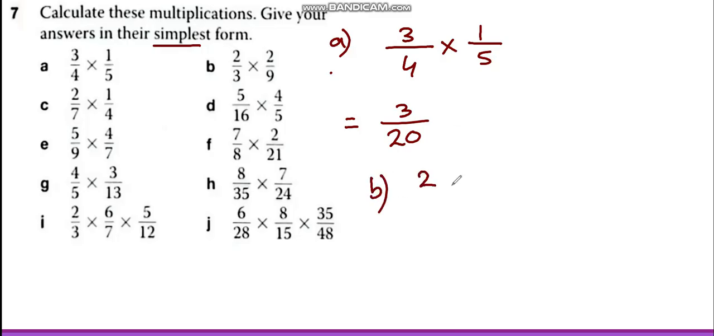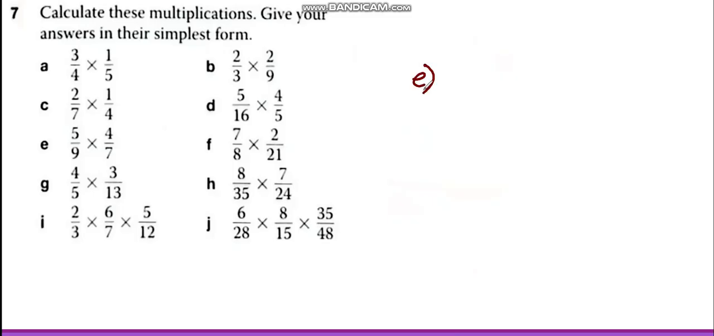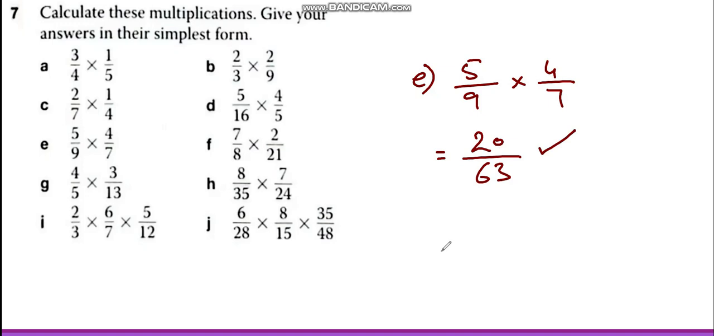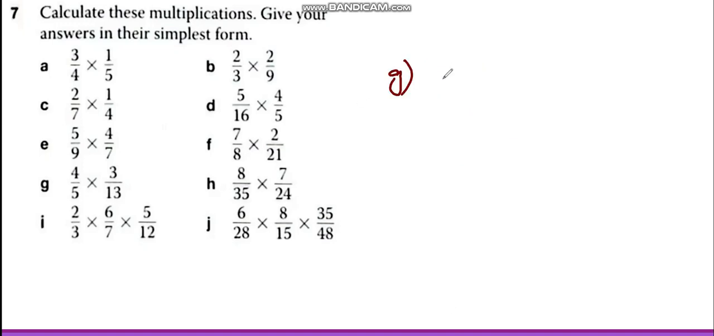In the B part, we need to again multiply the numerators and denominators. So 2 times 2 is 4 and 9 times 3 is 27. Again, we cannot simplify because the highest common factor is 1, so we cannot divide by any other number. Let's do the E part. In the E part, we need to multiply 5 9ths with 4 7ths, and it's 20 over 63, and there is no common factor, so we cannot divide it further. So this is the final answer. Let's do the G part. In the G part, we have to multiply 4 5ths with 3 1/3.